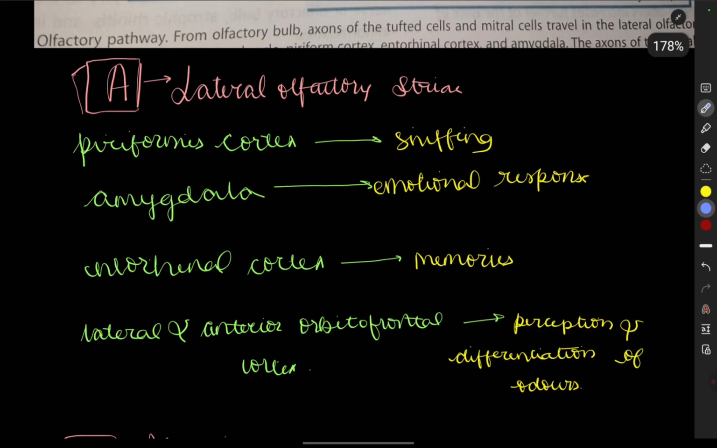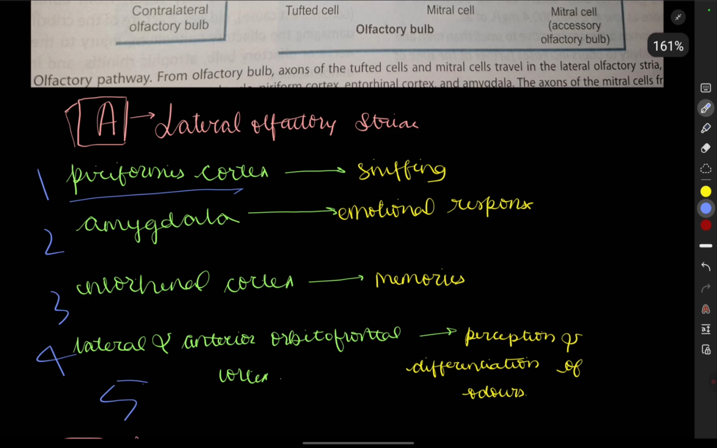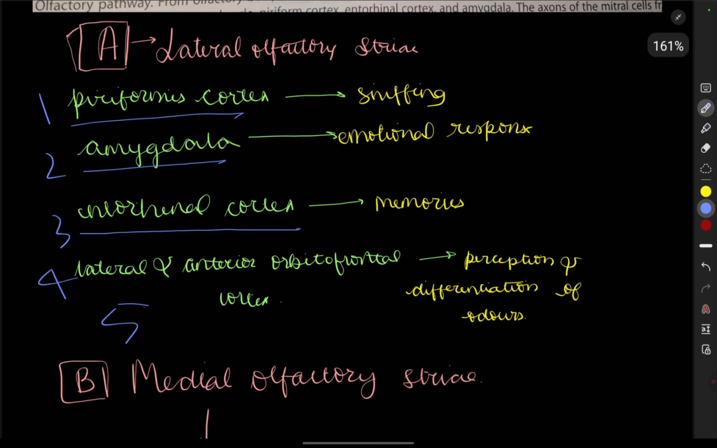For the lateral, remember 5: the piriformis cortex, amygdala, entorhinal cortex, and lateral and anterior orbitofrontal cortex.